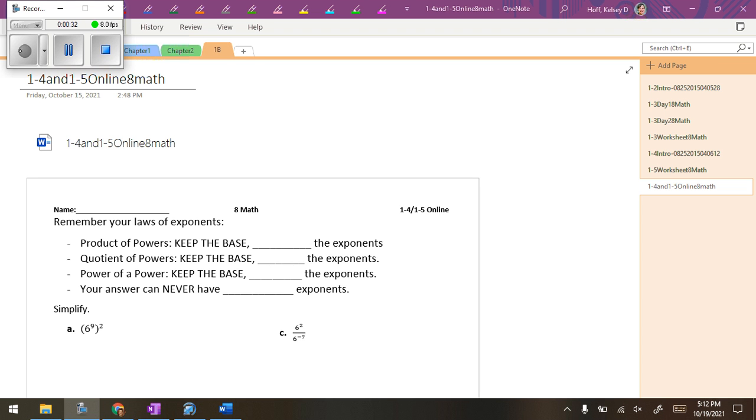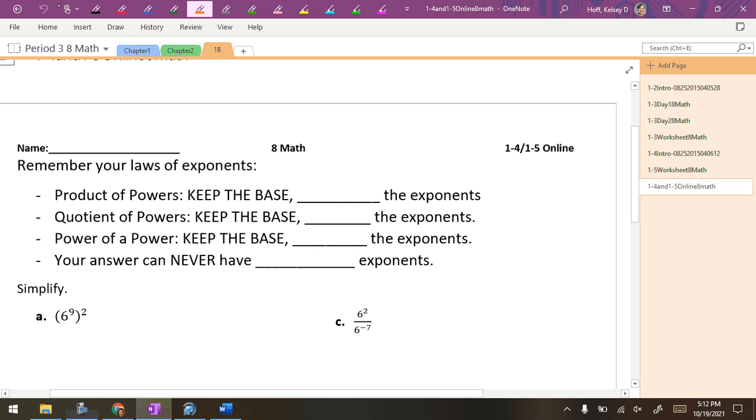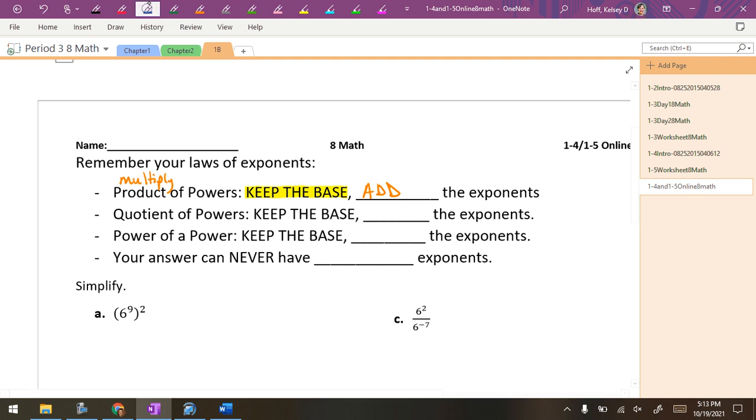Today we're going to put together what we learned on Monday and what we learned yesterday. We're going to push these together, and we have to remember our laws of exponents. If we can remember these things, we will be fine. All right? The product of powers means I am multiplying. I keep the base and add your exponents. The quotient of powers means I am dividing. Keep the base and subtract your exponents.